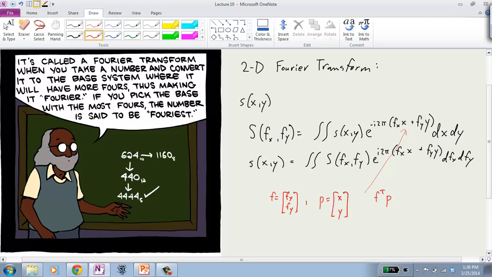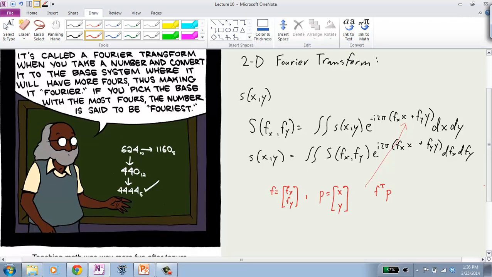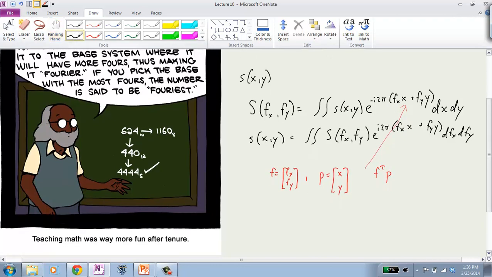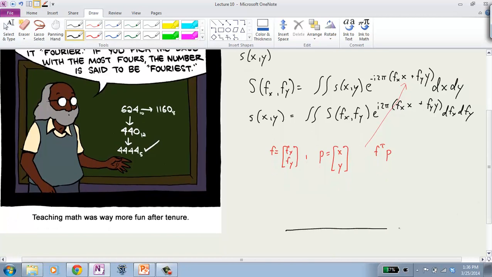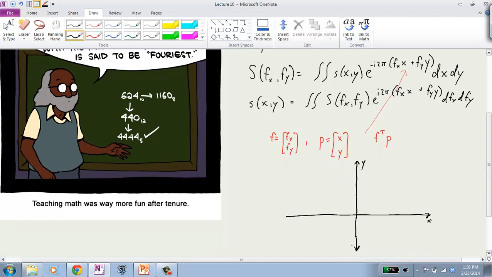So if we want to think of these as inner products, like we like to think of the Fourier transform, what we have are complex exponentials, but these are plane waves in 2 dimensions. So what that means is f points in a certain direction. So we've got something like this. There's x. Here's y. And we have f pointing in some direction like this. And we have plane waves then that look like sinusoids along that direction.